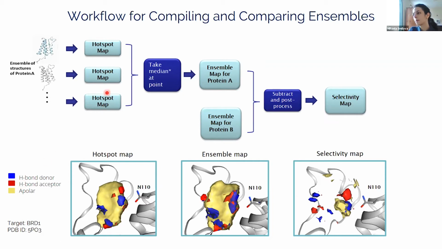The individual hotspot maps are then combined by taking the median value, with some caveats we're going to talk about briefly, at each point into an ensemble map. And then 2 ensemble maps can be compared to generate a selectivity map.